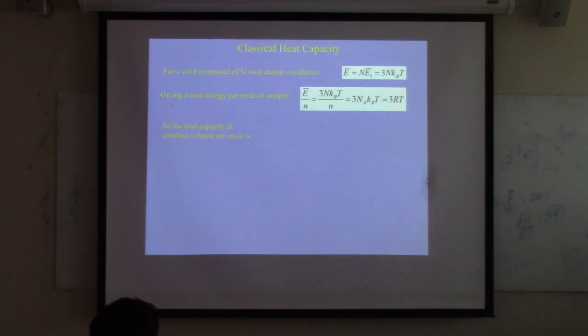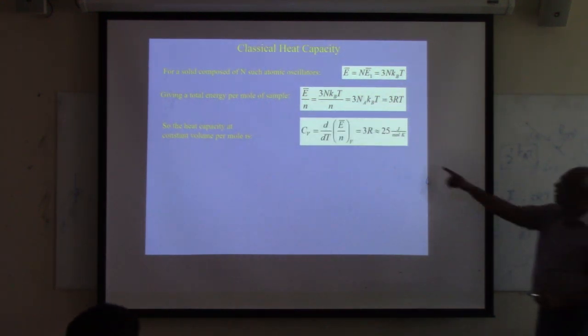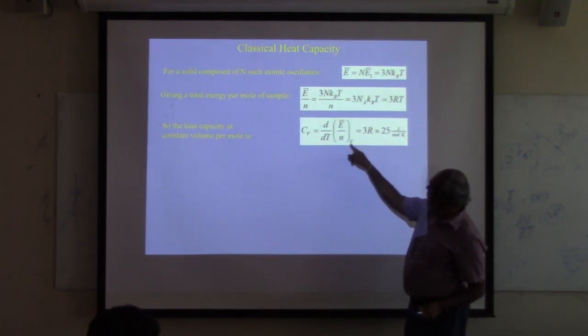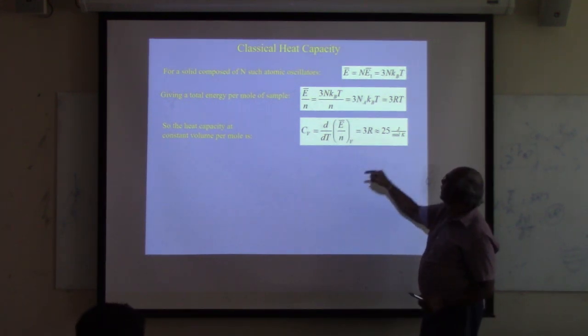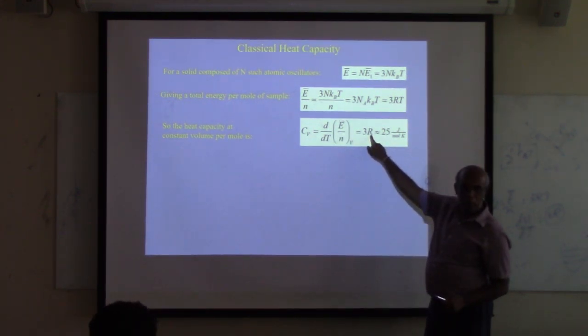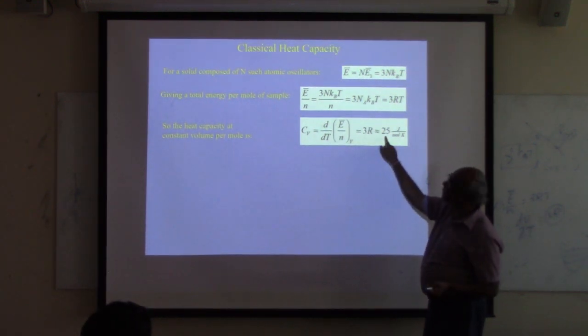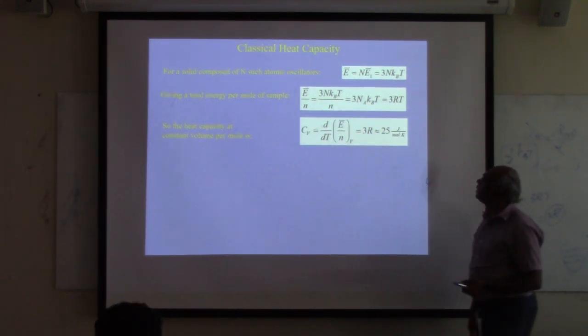So this is CV, the heat capacity at constant volume per unit mole. Please remember, it's given by 3R. If you remember the value of R, that is 8.3 something. So if you multiply by 3, that's about 25 joules per mole per Kelvin.